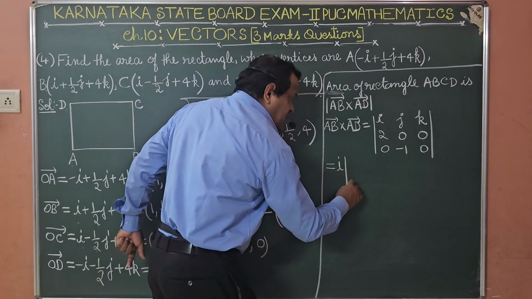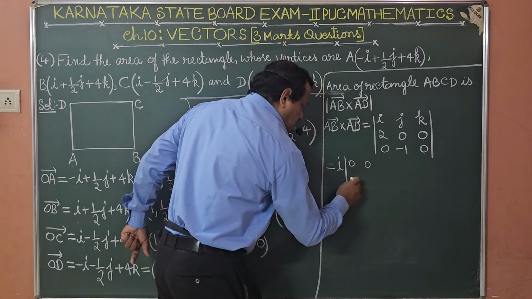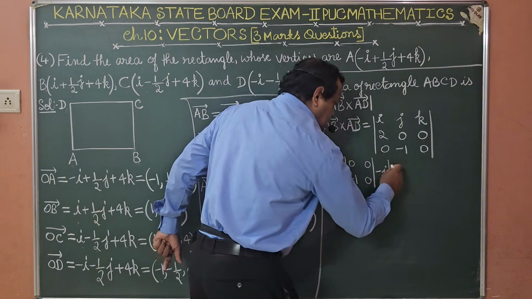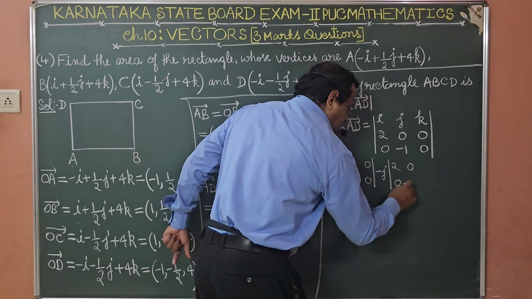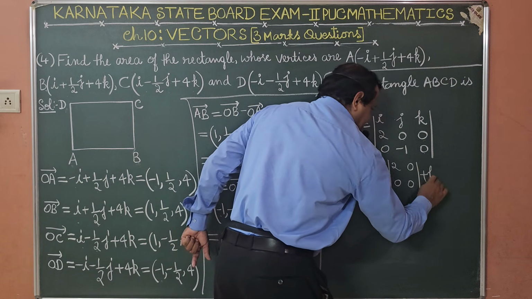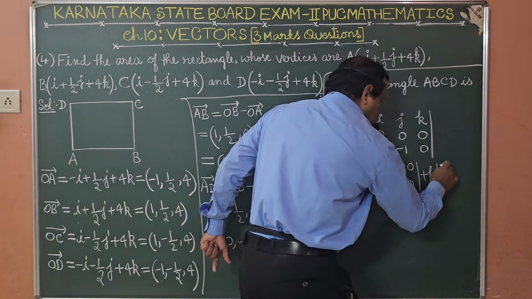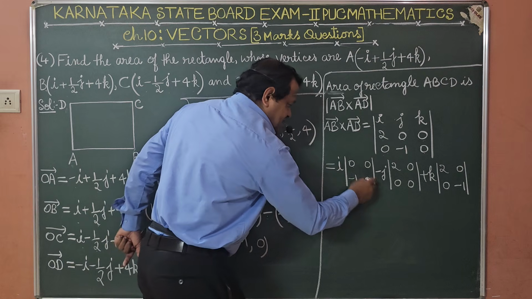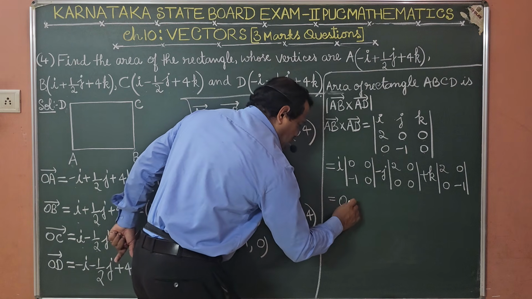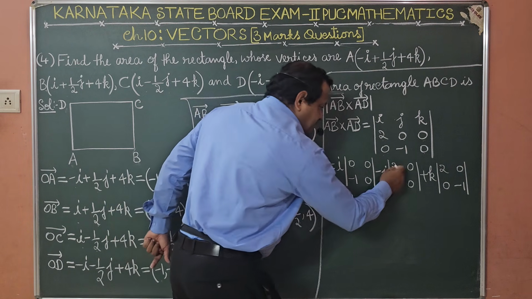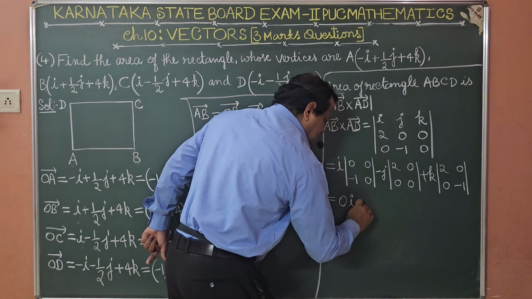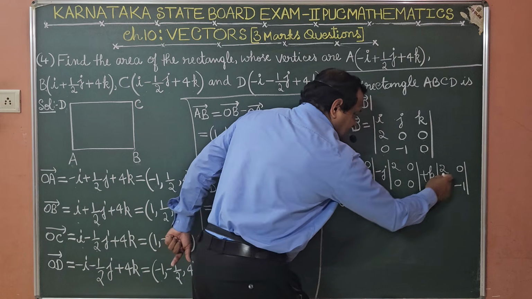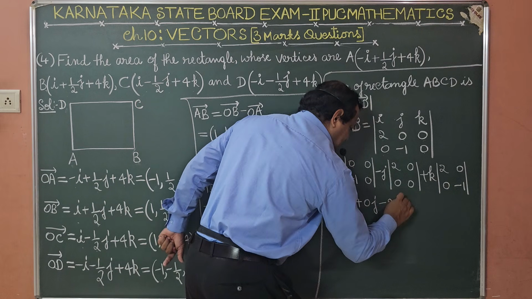I into determinant 0, 0, minus 1, 0. Minus j into determinant 2, 0, 0, 0. Plus k into determinant 2, 0, 0, minus 1. So we will get this as nothing but 0 into i cap, this is also 0 into j cap, finally minus 2k cap remaining.